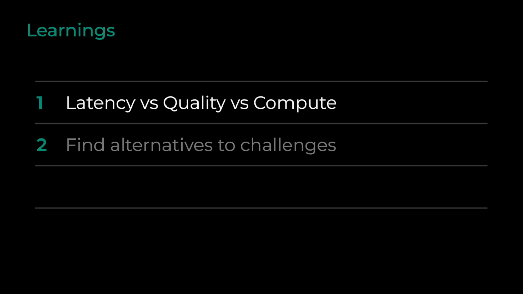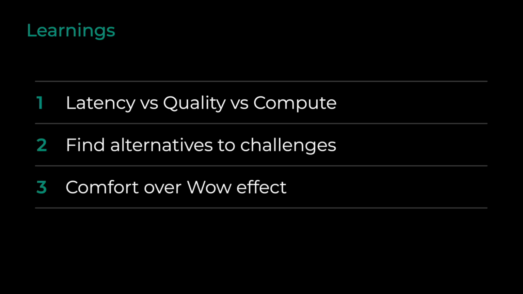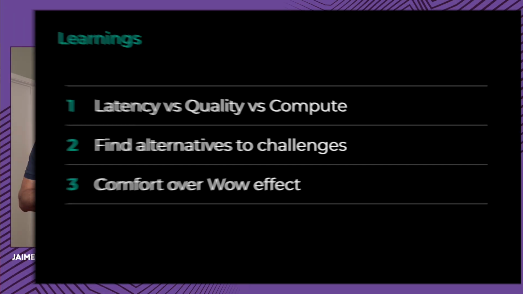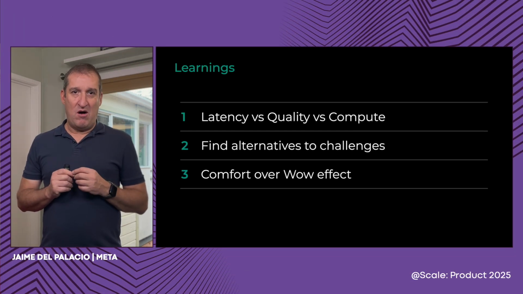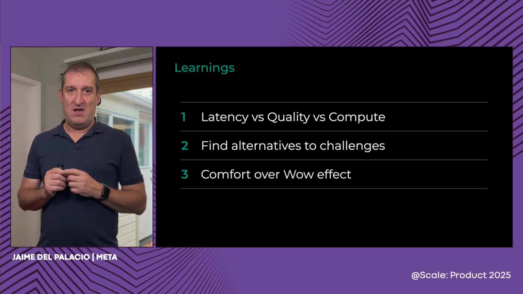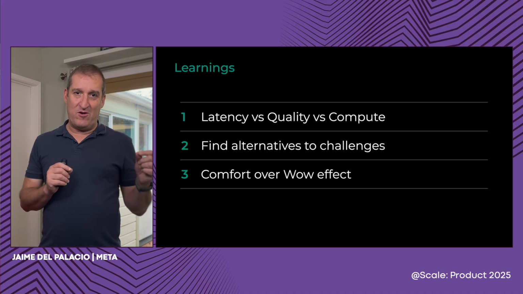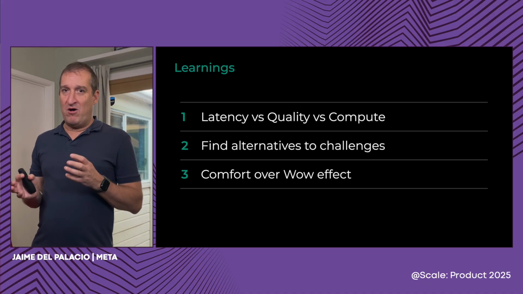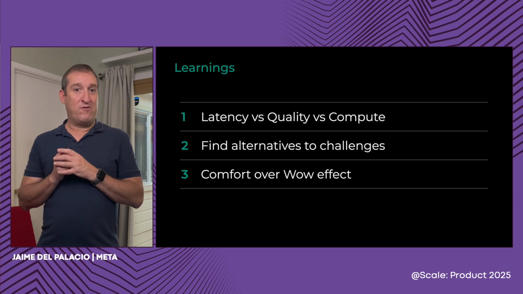What are some of our learnings? First, a lot of the time in AI-related projects, you trade off latency, quality, and compute power requirements. In our case, we needed to find an alternative to the latency requirement and be very clever on when and how we do the conversions. Also, always optimize for the user. The comfort was our first concern. We traded off the wow factor for comfort.